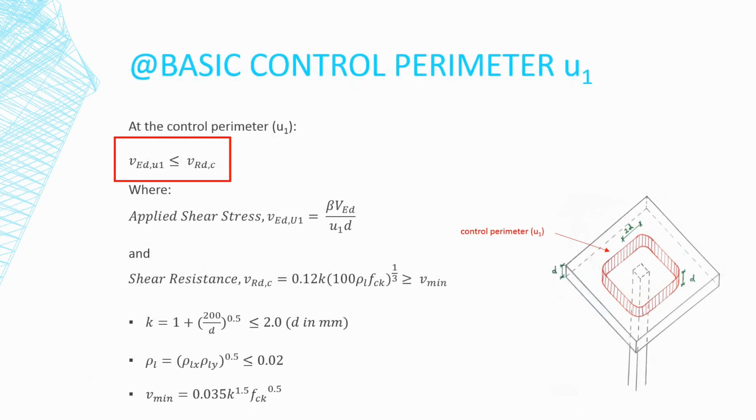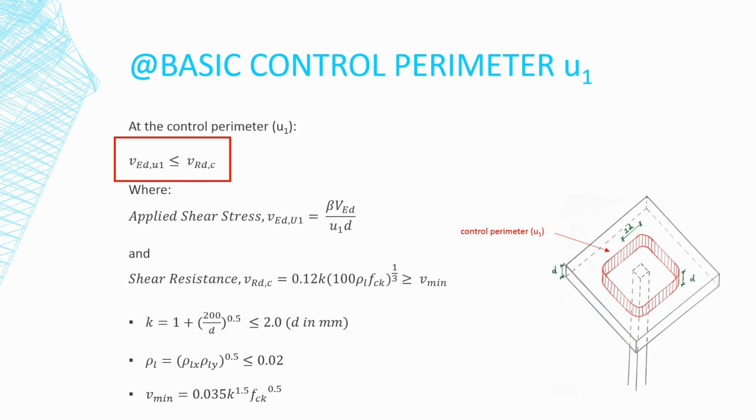Again, at the column perimeter U1, the designer wishes to ensure that the applied shear stress, VED-U1, does not exceed the punching shear resistance at this perimeter. The applied shear stress is calculated in the same way as it was calculated for the column perimeter. However, now, the perimeter has been increased from the column perimeter to the U1 perimeter. Therefore, the applied shear stress at the control perimeter will be less than the applied shear stress at the column perimeter. However, the punching shear resistance at the control perimeter is now VRDC as opposed to VRD max.